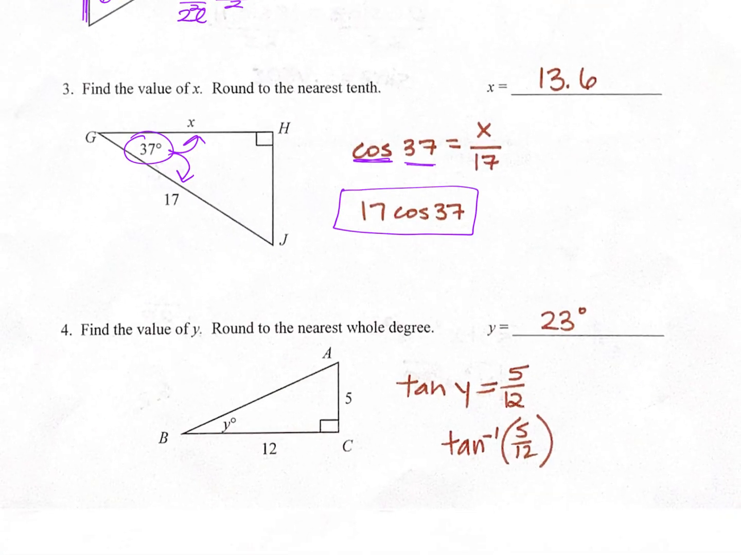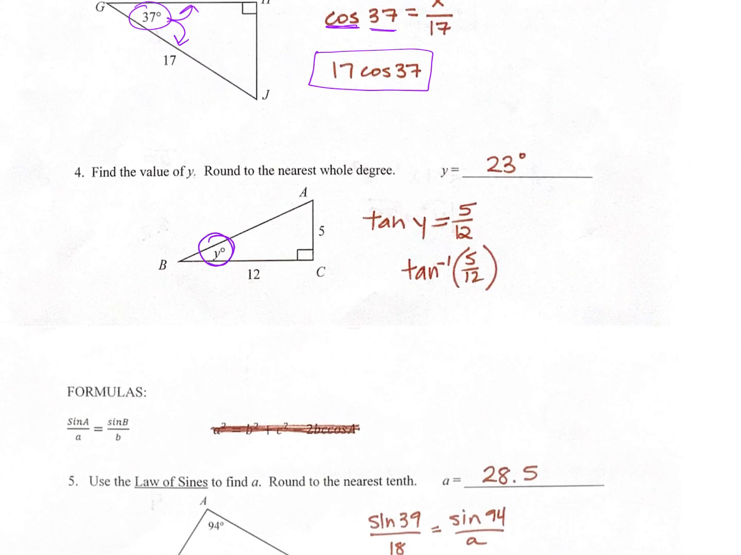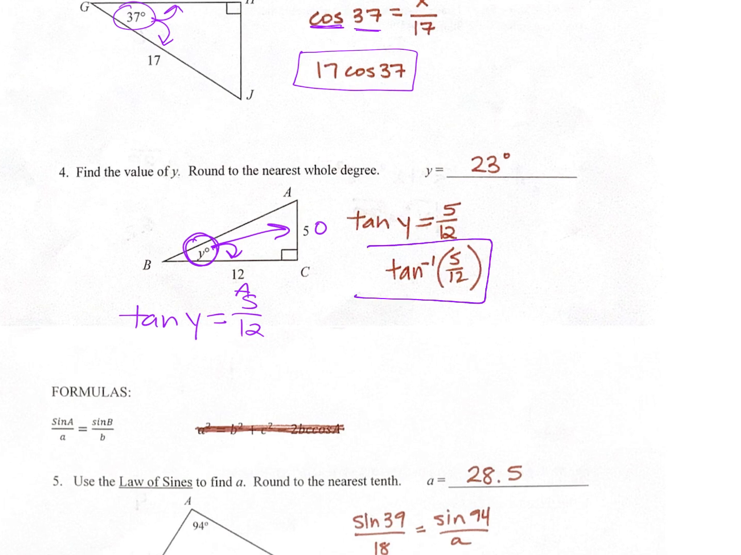Okay, number 4. So this one, you have from the angle, the opposite and the adjacent. So that's tan y equals 5 over 12. And then you're solving for an angle, so you got to use the inverse. So you plug this in, inverse tan of 5 over 12, and that came out to 23 degrees.